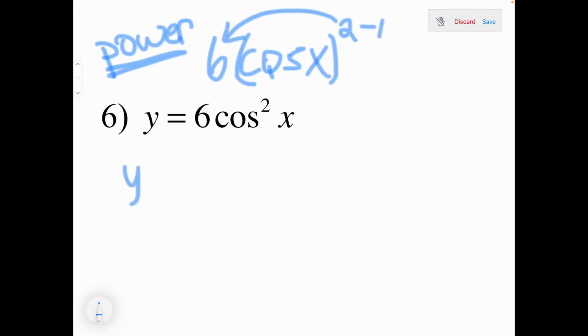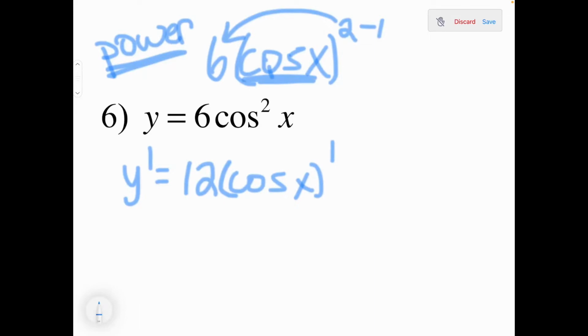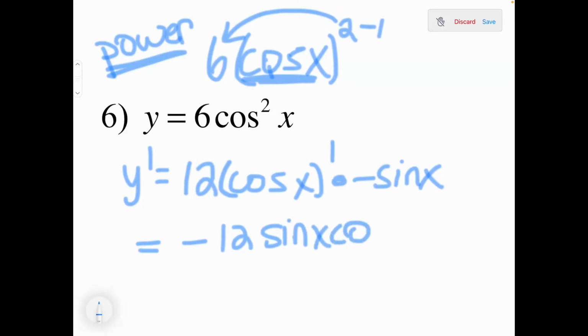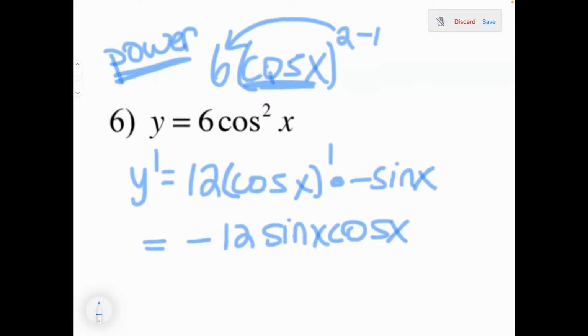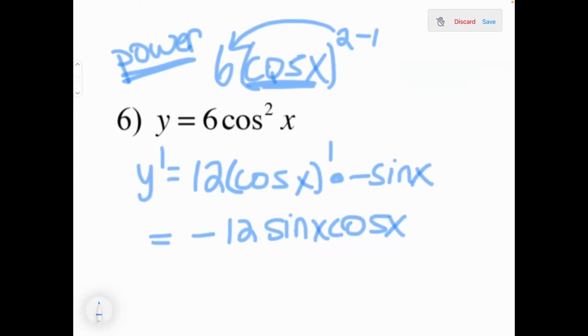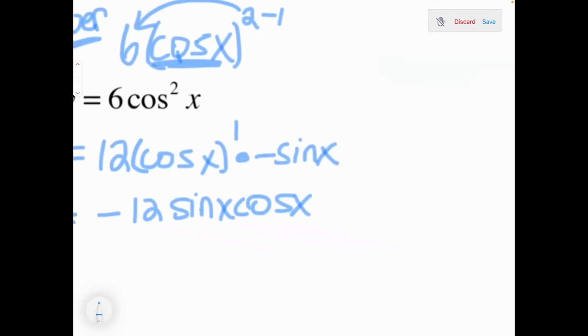So we get y prime is equal to 12 times cosine x raised to the first power. And then we have to take the derivative of the inside function. Derivative of cosine is negative sine. We can multiply the 12 and the negative together, so we get negative 12. Typically, we write sine x first if we're multiplying two things, but it really doesn't matter. And that would be the derivative for number 6.